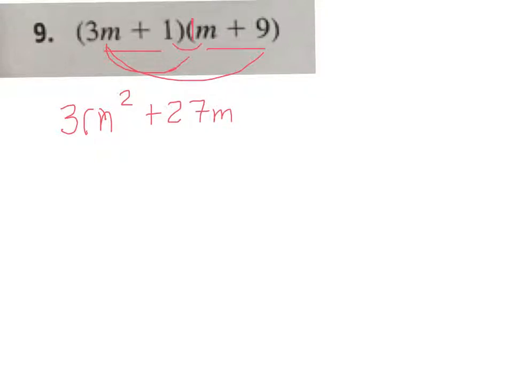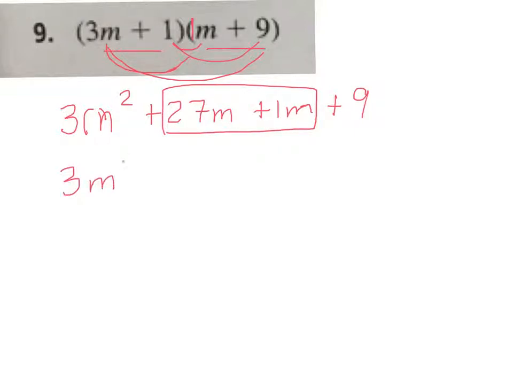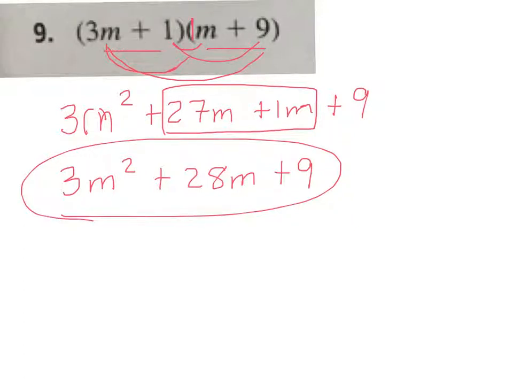And 1 times m is 1m. And 1 times 9 is 9. And so now my like terms are 27m and 1m. I'm going to combine them. So I've got 3m squared plus 28m plus 9. And that right there is your answer.